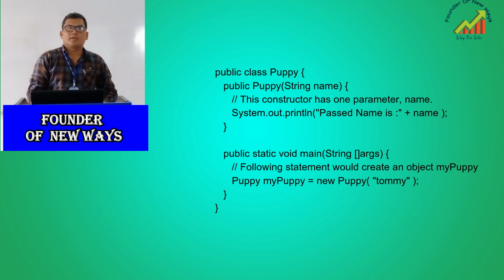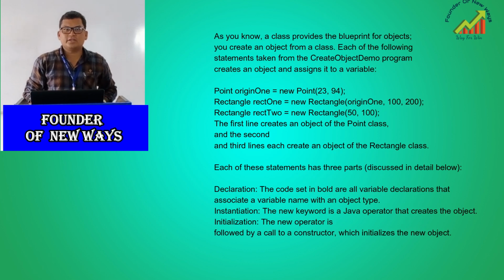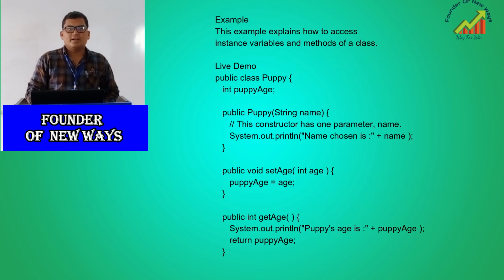Okay, creating an object. There are three steps when creating an object from a class. First is declaration, a variable declaration with a variable name with an object type. Next is instantiation. The new keyword is used to create the object. And third is initialization. The new keyword is followed by a call to a constructor. This call initializes the new object. Following is an example of creating an object.